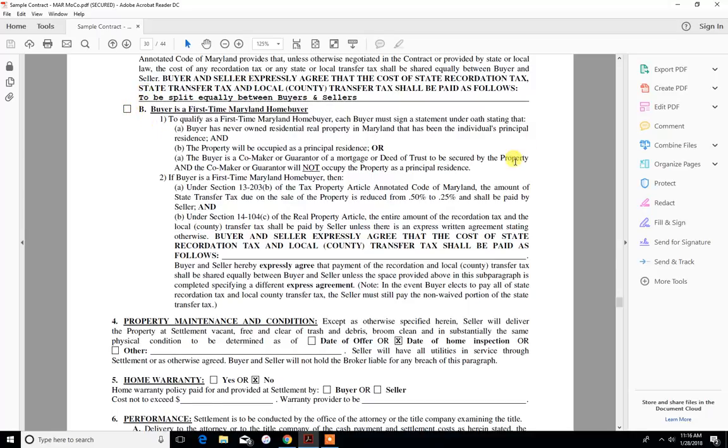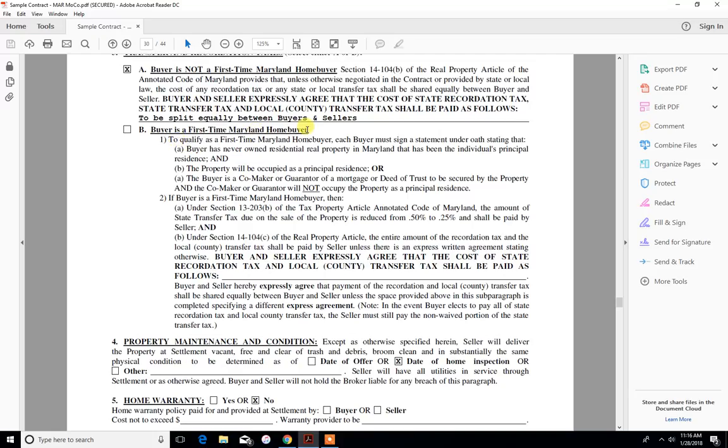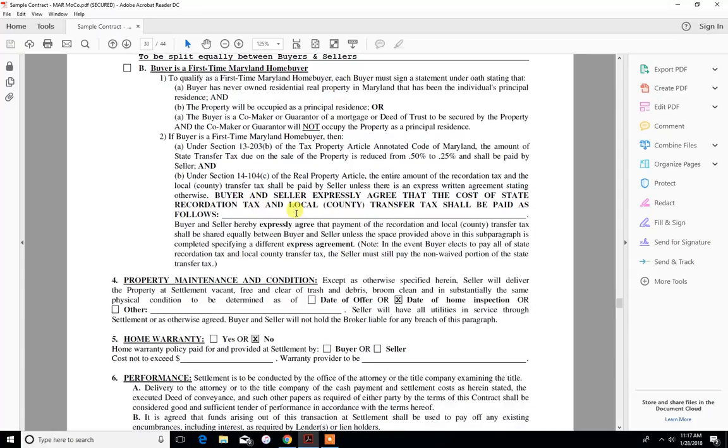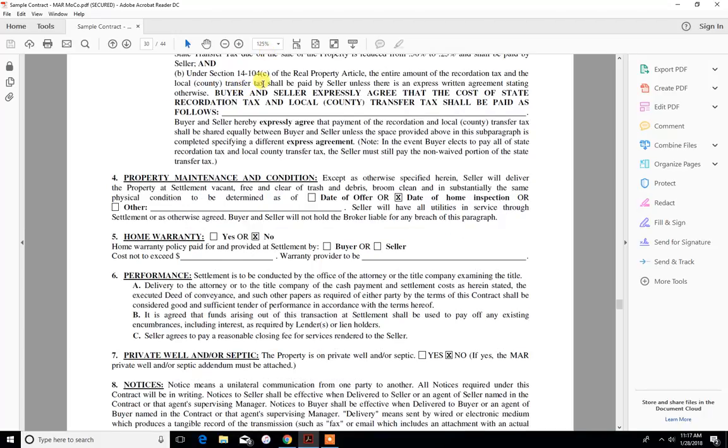You're going to save 0.25%. You're getting out of the state transfer tax. And then the rest of it's going to be just like here, split equally between buyers and sellers. That goes right here. Always split equally between buyers and sellers. The only time that doesn't happen is if you're buying new construction where the buyer pays for it all, or a foreclosure where the buyer pays for it all.